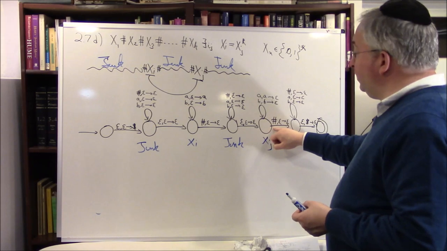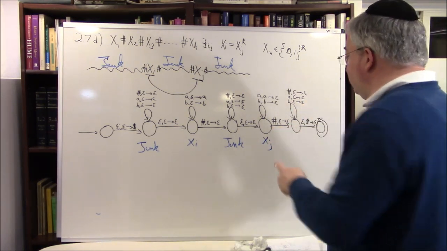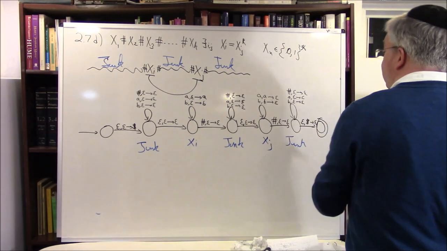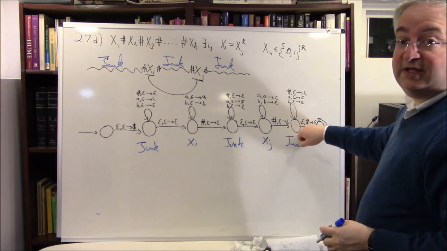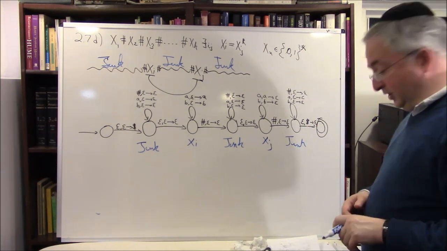Next thing, what do you see after your XI? You're going to see a number sign. Read past, guess what? Junk. That's the end. And at the end, you pop off the last thing in your stack, and you go to an accepting state. So that's very nice.